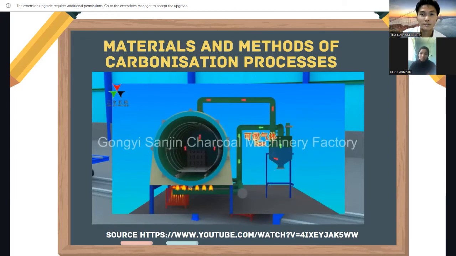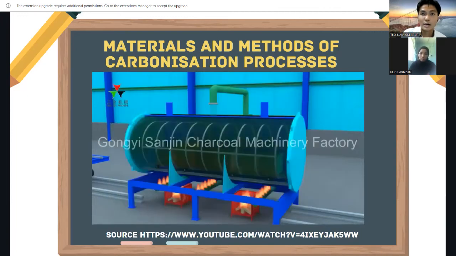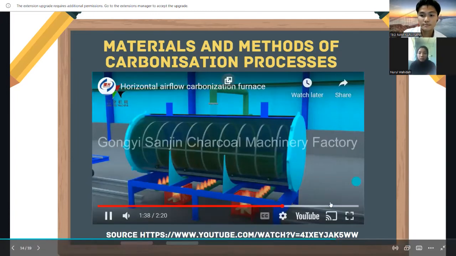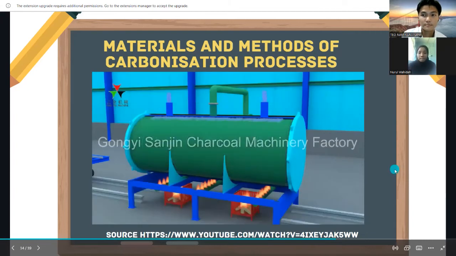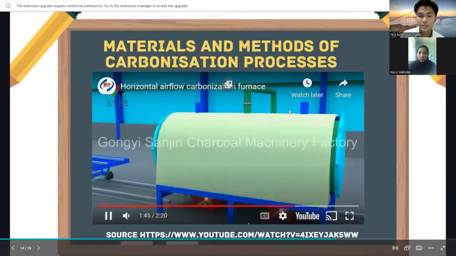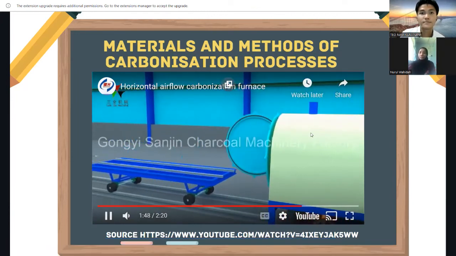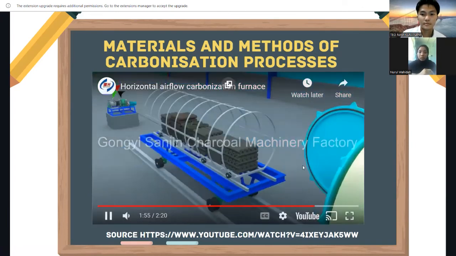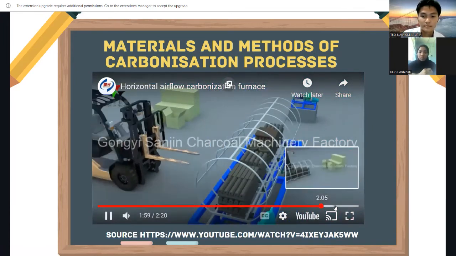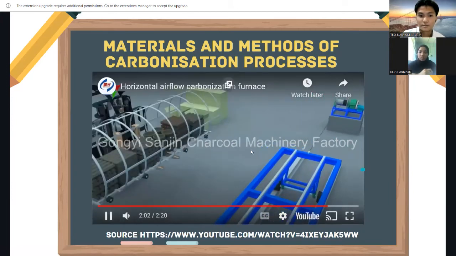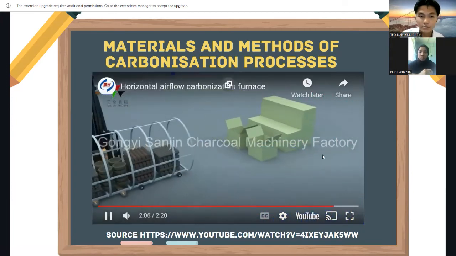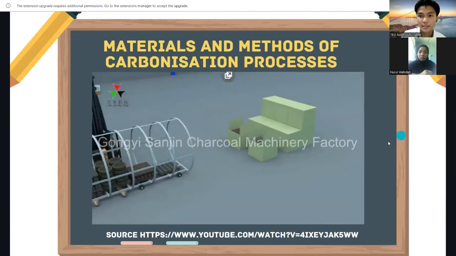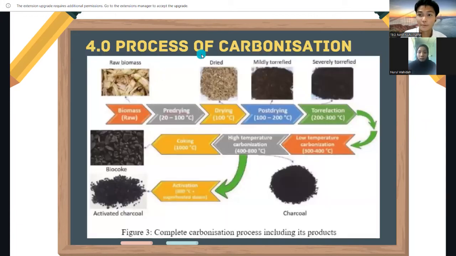The advantage of the retort over the kiln is that there is no partial combustion of the biomass inside the reactor, which will increase the output of the char fuel. Then after that, we can see the process of cooling. After the product is carbonized, it will be packaged and then sold to the market. For the next slides, I will talk about the process of carbonization.